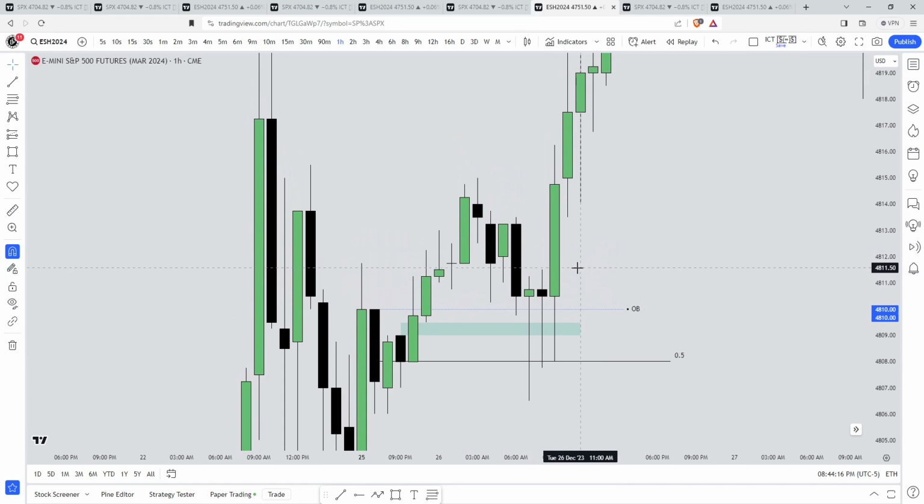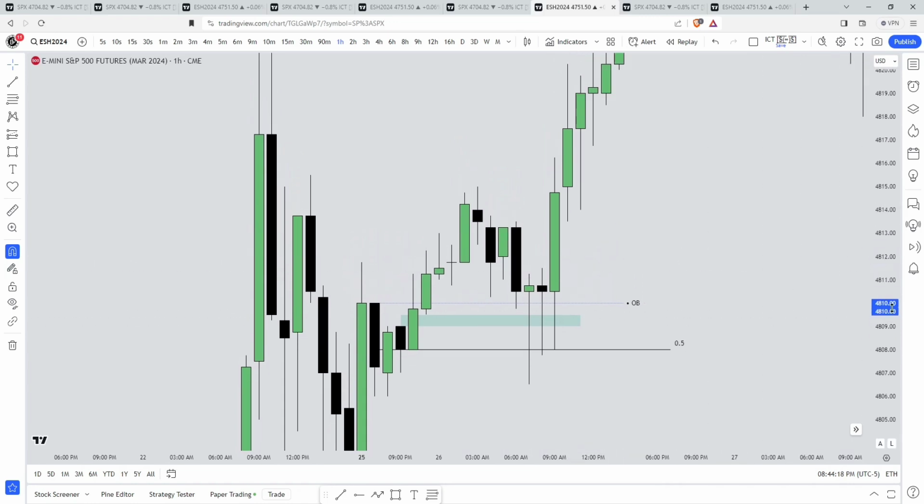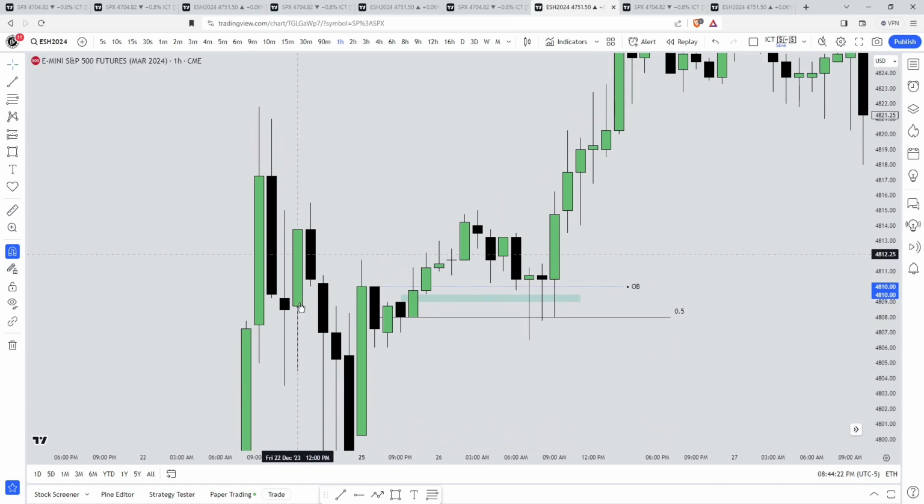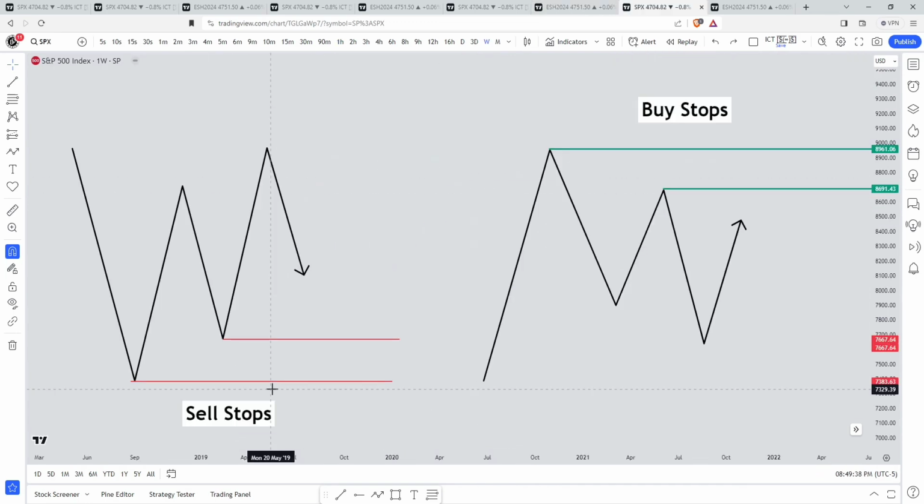So this is a sign to me that likely the algorithm has not left the buy program and it's going to continue to seek buy stops. So where are buy stops at? Above this high and then above this high as well, and also above this high. So that's going to move us on to the last part of this lesson, which is sell side liquidity and buy side liquidity, or sell stops and buy stops.